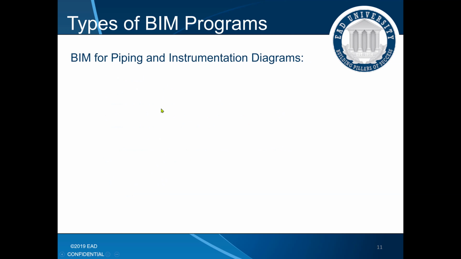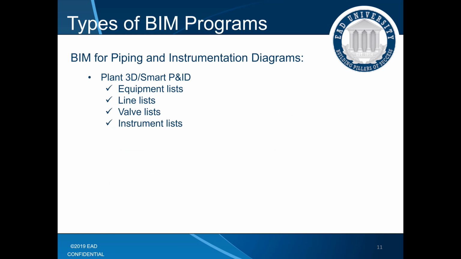Okay. So BIM for piping and instrumentation diagrams, there's also Plant 3D and Smart P&ID, which is actually one Autodesk product that does both of them. And this gives us the ability to get equipment lists, line lists, valve lists, and instrument lists.